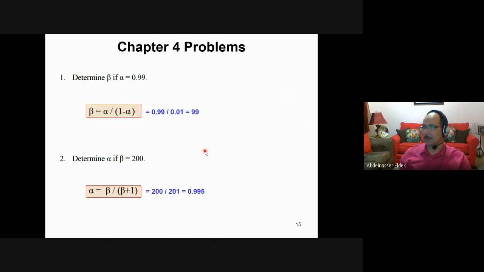Let us see another example, or this was the last example in this chapter. Let us just solve some simple problems here. Find beta if alpha equals 0.99. So we know the relation here. We just use the relation. Beta equals alpha divided by 1 minus alpha. So it is 0.99 divided by 1 minus 0.99. That is 99. If beta is 200, what's alpha? You use the relation for alpha. Alpha equals beta over beta plus 1. So it's 200 over 200 plus 1. That's 0.995.